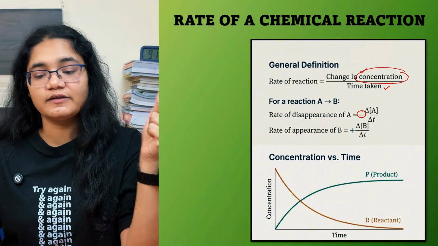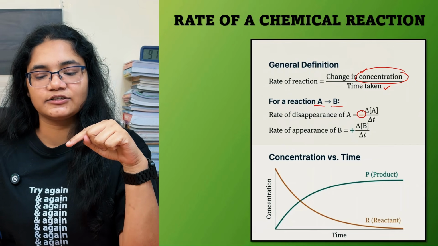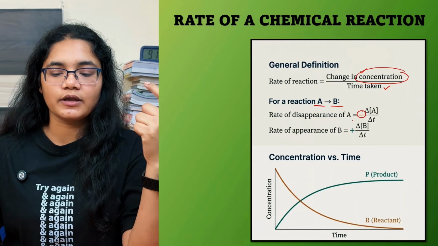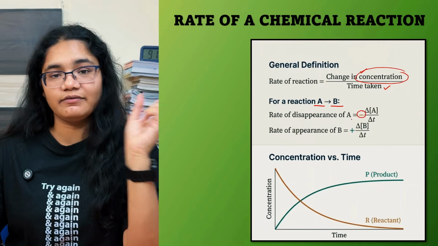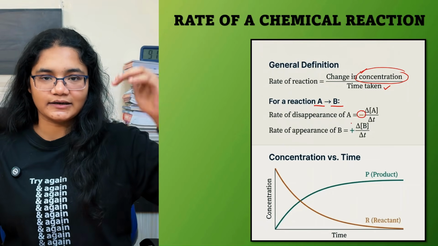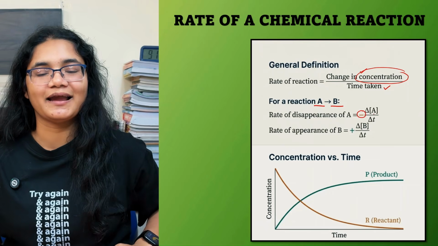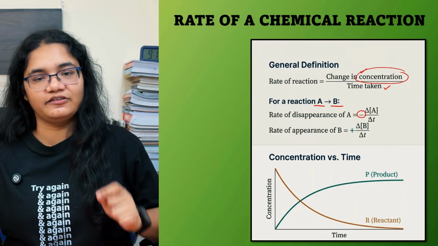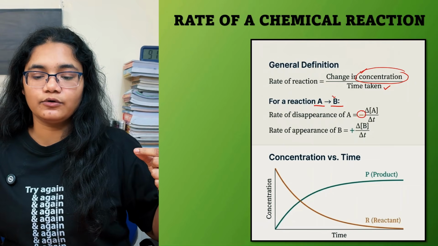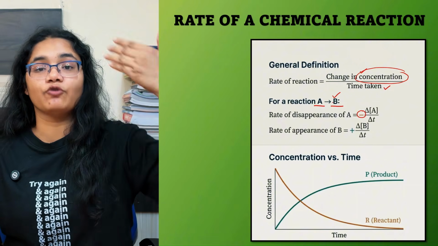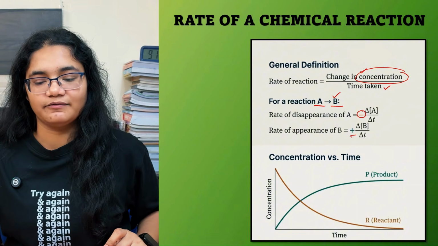And if you're doing it with respect to product, you can see here this reaction A gives you B. So if I'm talking of the rate in terms of A, A will disappear, right? Because it is the reactant, it will get consumed with time. So it will be minus change in concentration of A by change in time. Now, if you are doing it with respect to B, since it is a product, B will form with time, so it will have a positive value.